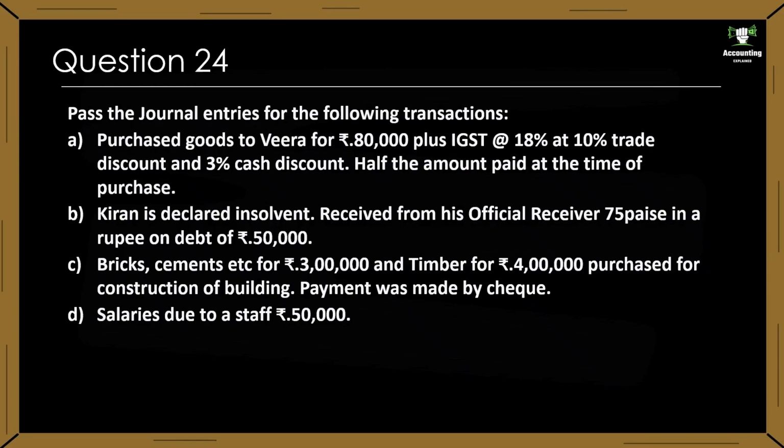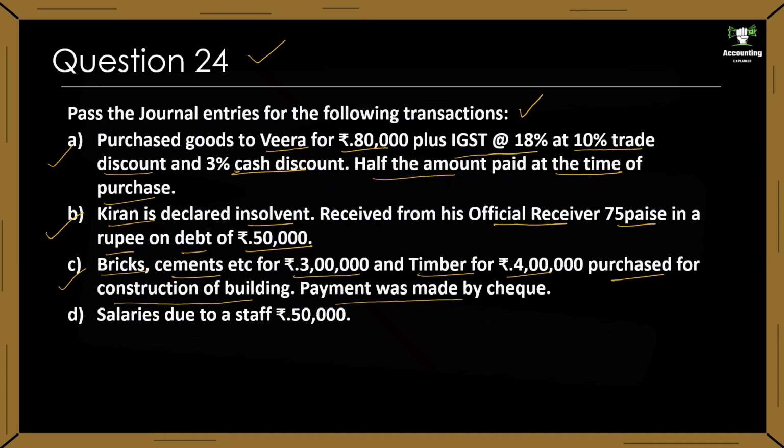Question 24. Pass the journal entries for the following transactions. A. Purchase goods from Veera for rupees 80,000 plus IGST at 18%, at 10% trade discount and 3% cash discount. Half the amount paid at the time of purchase. B. Kiran is declared insolvent, received from his official receiver 75 paise in a rupee on debt of rupees 50,000. C. Bricks, cement, etc. for rupees 3 lakhs and timber for rupees 4 lakhs purchased for construction of building. Payment was made by cheque. D. Salaries due to staff rupees 50,000.